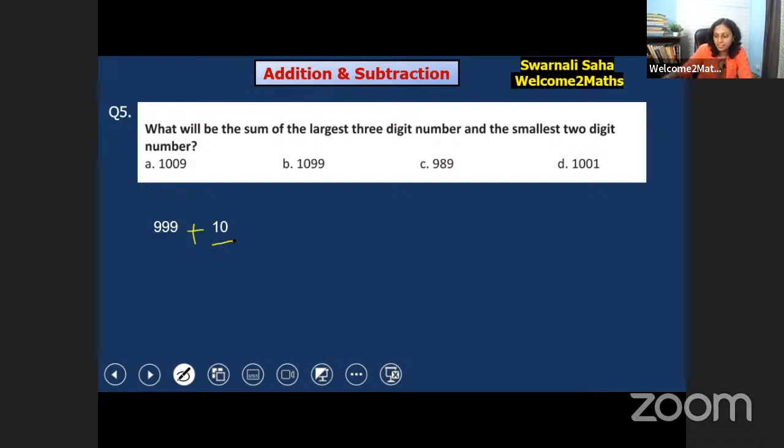The largest 3-digit number is 999 plus the smallest 2-digit number. So it would be 1009. Very good, and it is A. A is the right one. So 999 plus 10 is 1009.